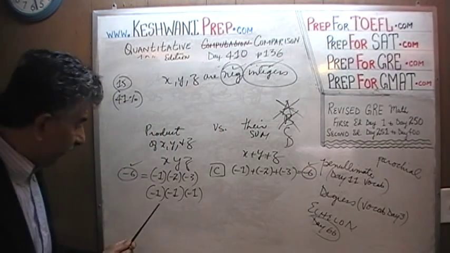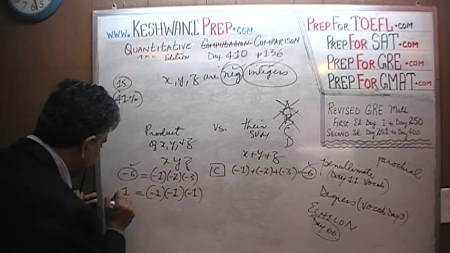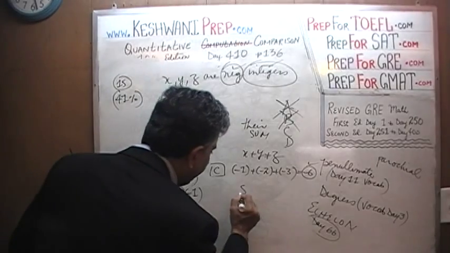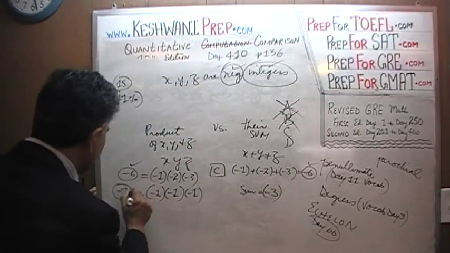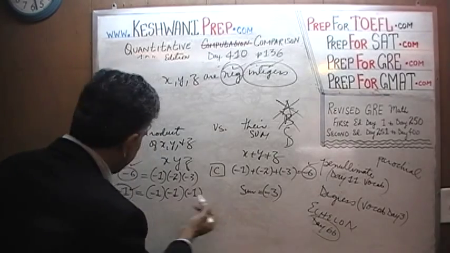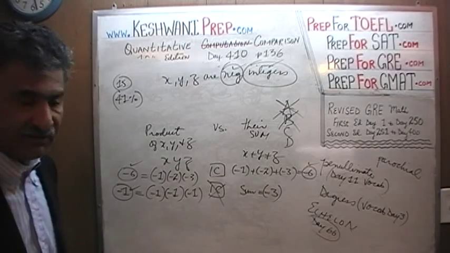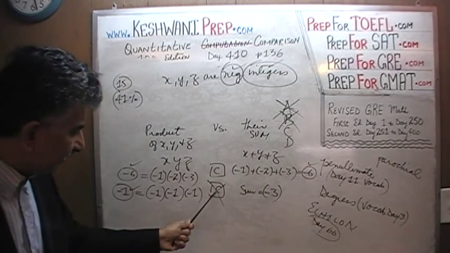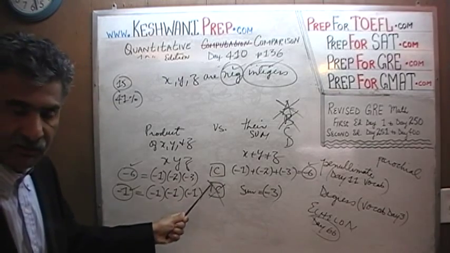If this is what we're dealing with, negative one times negative one times negative one is negative one, so their product is going to be negative one, and their sum is going to be negative three. And now negative three versus negative one, the answer is no longer C. What the answer is doesn't matter, whether it's A or B, we really don't care. The point here is that it's not C. Before it was C and now it's not C, therefore the answer is D.